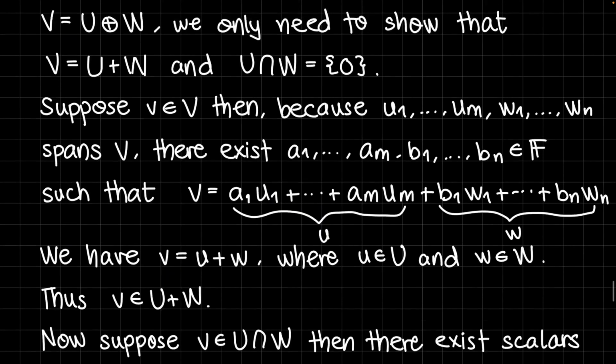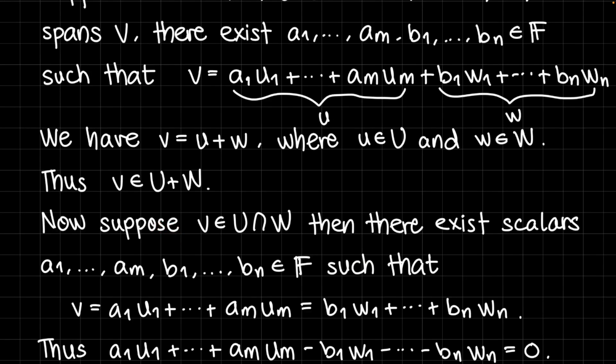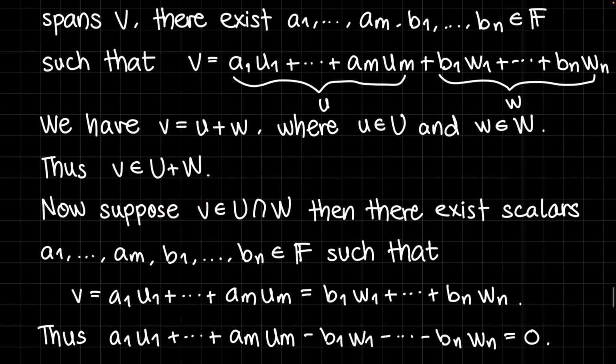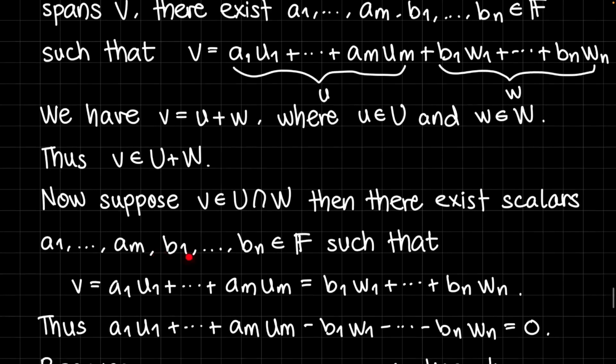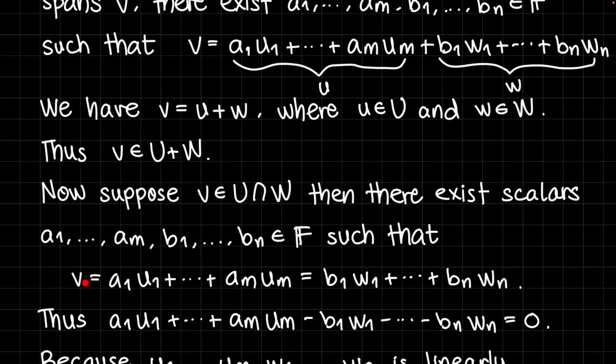So that's this first criteria checked. Now, suppose that we have V belongs to the intersection of U and W. Then there exist scalars A1 through AM, B1 through Bn, such that V can be written as a linear combination of just U. Because V belongs to the intersection, V belongs to capital U, and V belongs to capital W.